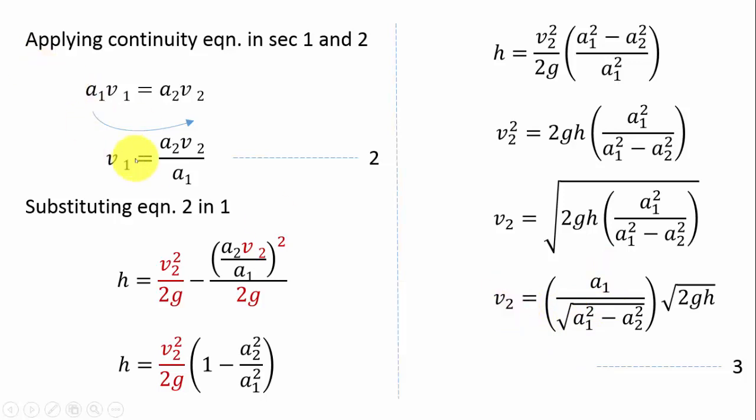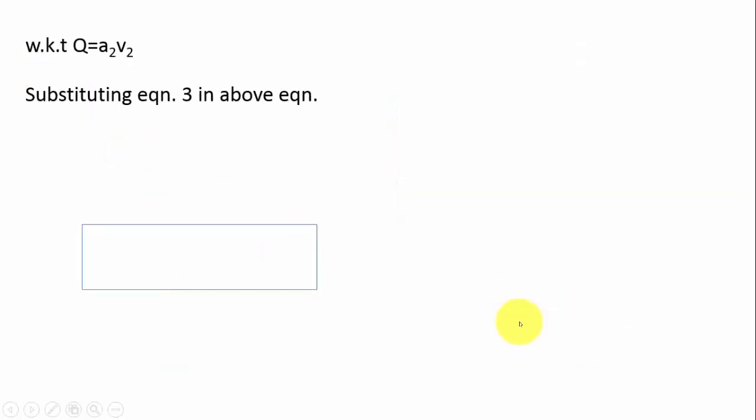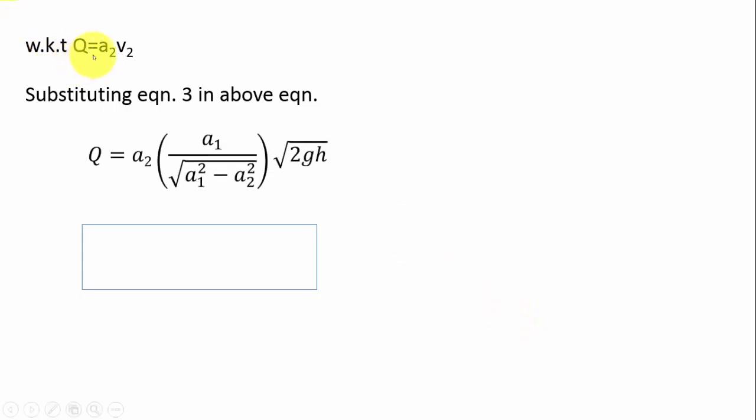So now we have the equation for V1 and the equation for V2. So now we are substituting equation number 3 in the above equation. What is that? Q is equal to A2 V2. That is the continuity equation. So Q is equal to A2 into V2. V2 is the equation what we had in equation number 3. So now Q is equal to A2 V2.